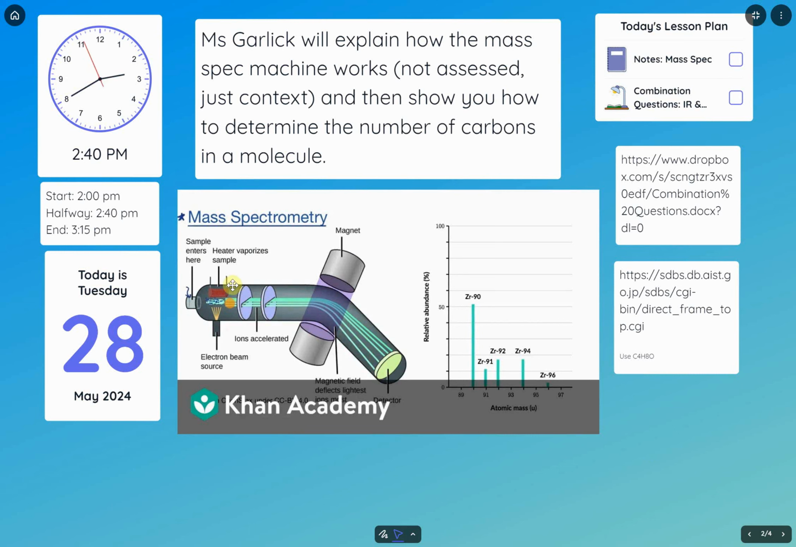Similar to the IR spectra, we are going to take our sample and put it into a machine. What happens when this sample is put into this machine is that we hit it with electrons. The reason we hit it with electrons is so it bumps off an electron from our molecule. If I lose an electron, that organic compound now becomes positively charged. Are we okay with that idea so far?